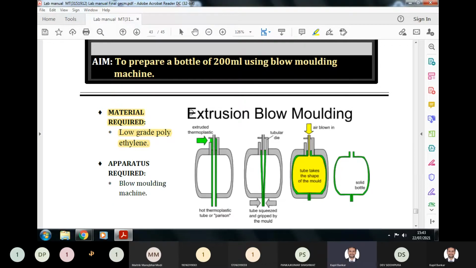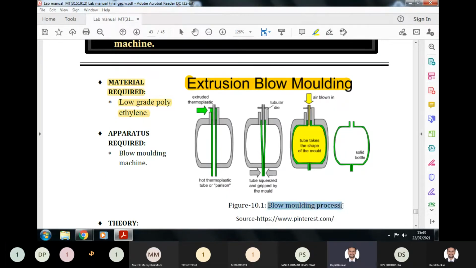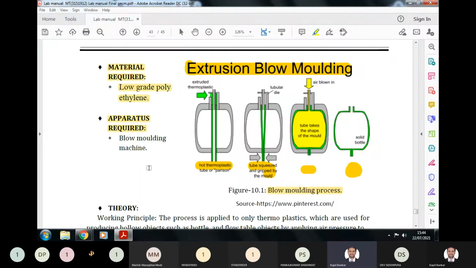Here is some pictorial image of the extrusion blow molding process. This is the first case, this is the second case, this is the third one, and this is the final step in which your product is made. What types of equipment are required? For this blow molding process, you require the blow molding machine. An extrusion blow molding machine is required.